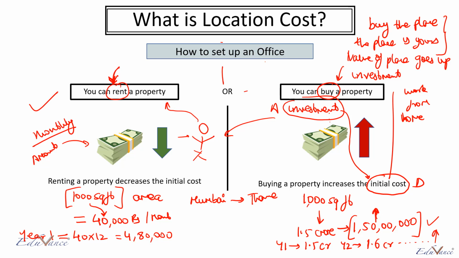Now, when you go to rent the property, the advantage is that you have a low initial cost. The disadvantage is that you do not have an investment. So this, my friends, is called a trade-off. Which is the right answer? Well, it depends on you. If you have a lot of money initially, you can go buy a property. If you don't have a lot of money initially, you might want to consider renting the place.